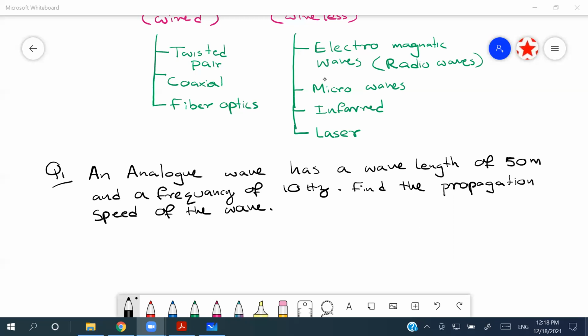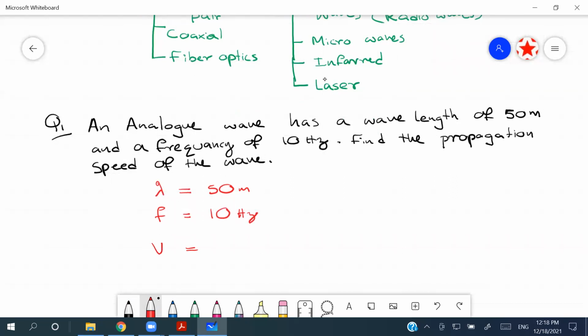Right, so let me quickly do this for you. Lambda equals 50 meters. F equals what? 10 hertz. So it's V equals F lambda. So that means 50 meters into 10 hertz. So it's 500 ms minus 1.